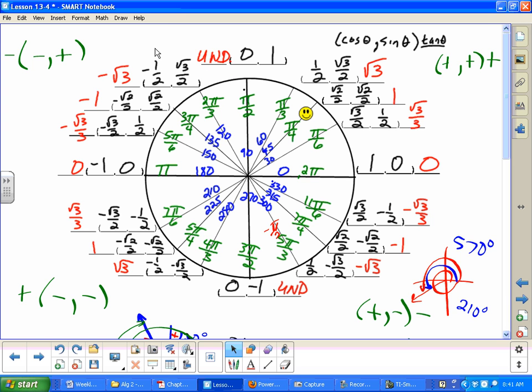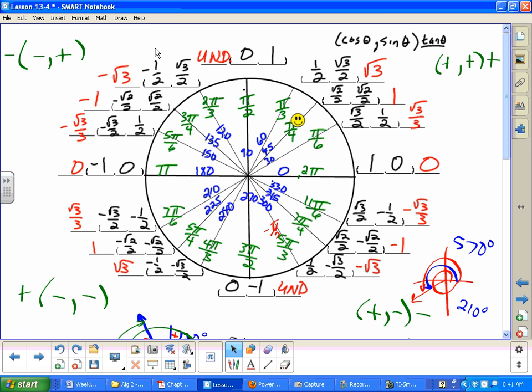Here's pi over 4, our answer. And the other answer was 5 pi over 4, right? Okay. And I would end up back here at pi over 4 again, wouldn't I? And then back down here to 5 pi over 4. And how much do these differ by? 180 if we're talking about degrees, or pi if we're talking about radians, right?